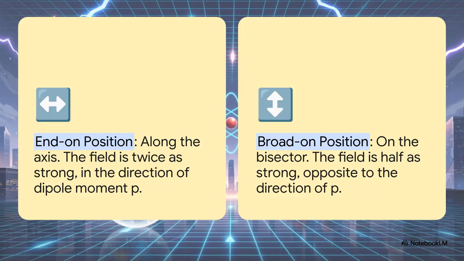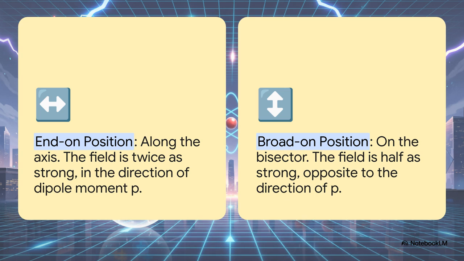That's it! Now, because you've got two charges, the electric field gets a bit more interesting. And for your exam, there are two special spots you have to know. The first is called the end-on position. That's anywhere on the line that goes right through the two charges. The field there is pretty strong.